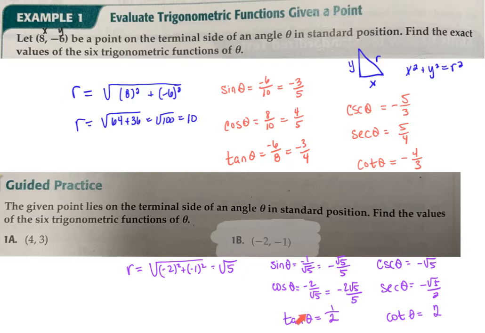And tangent would be y over x. Negative 1 over negative 2 is just positive 1/2. Cosecant is just reciprocated. I always go back to the first one to reciprocate it, because then you will have to rationalize it. So when you flip that, you just get negative square root of 5. When you flip this one, you get negative square root of 5 over 2. And of course, when you flip this, you just get 2.